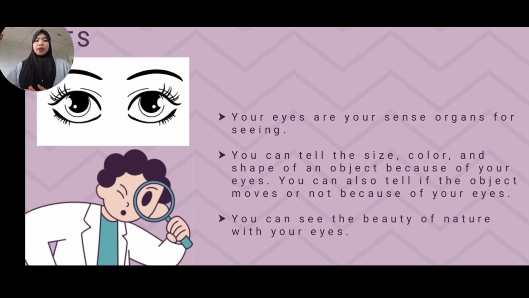So you can see the nature or the beauty of the surroundings because you have your eyes. Okay, so if I have a question, if a person cannot see, what are the possible things that might happen? The possible things that might happen is you have blurry eyes, you can't see, you may bump into things, and also it's very dangerous if your eyes become more blurry, right?